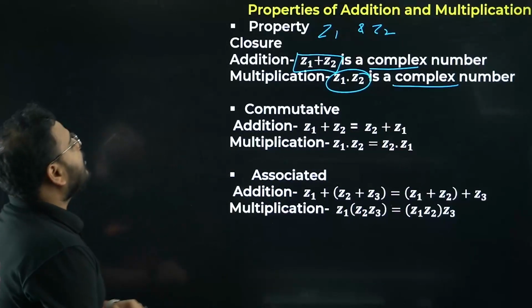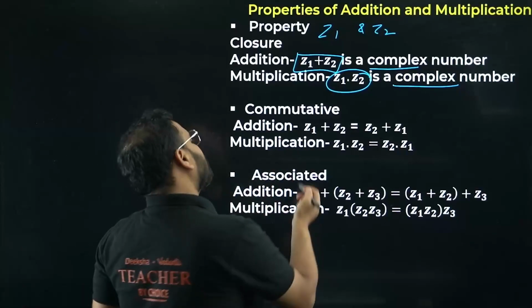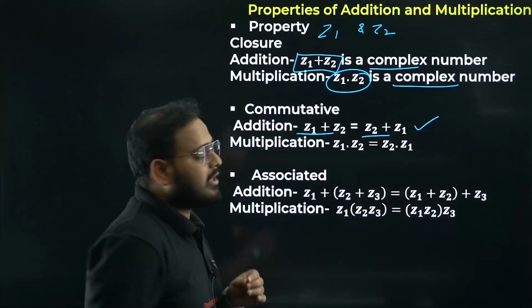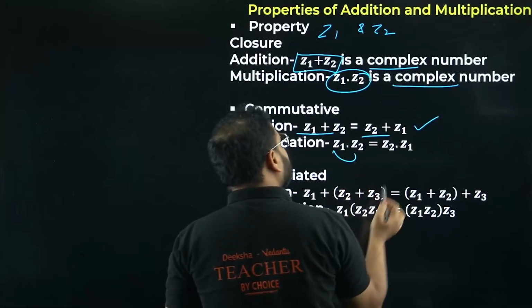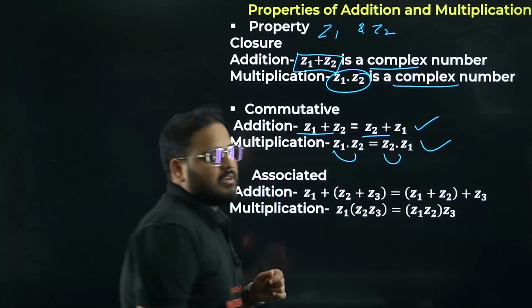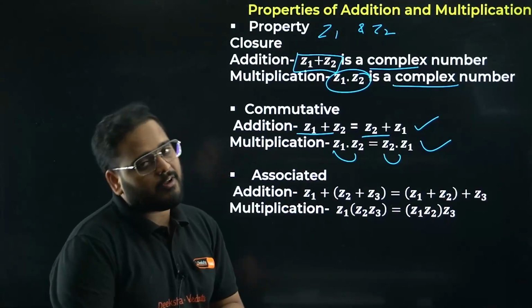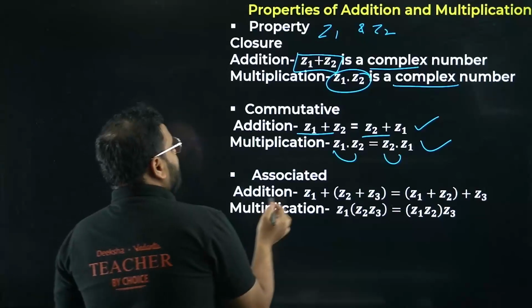Okay. Moving on. Commutative, yes, this property is valid. z1 plus z2 you write, or z2 plus z1 you write, both will give you the same result. Okay. Whether you multiply z1, z2 together or multiply z2 into z1 first, same result. So whether in addition or multiplication, the commutative property is valid for complex numbers. Okay. Next is what? Associative property.